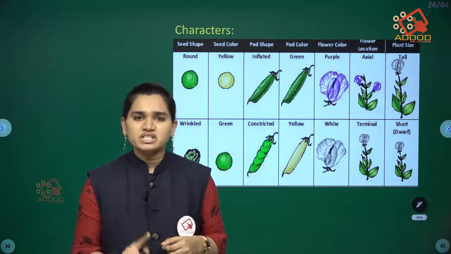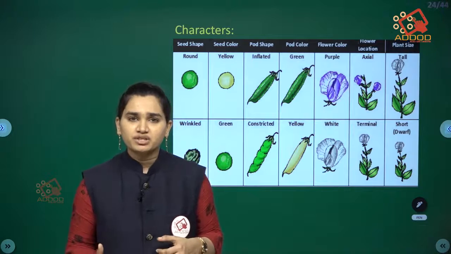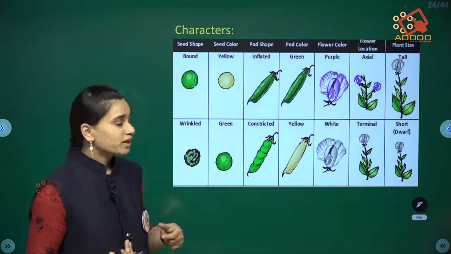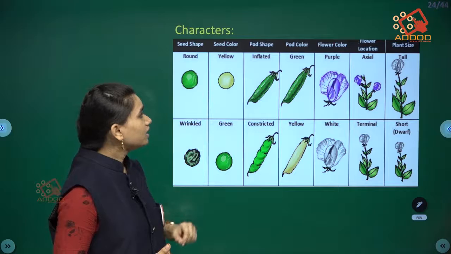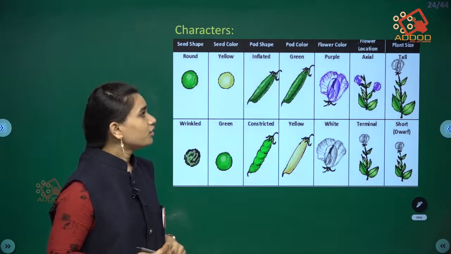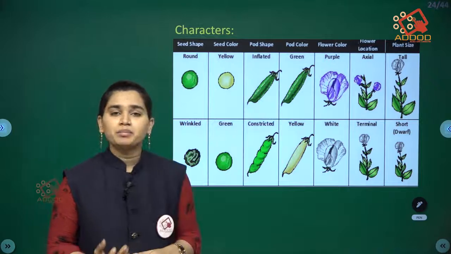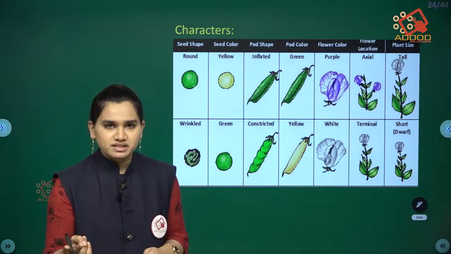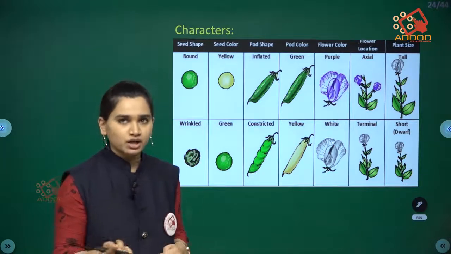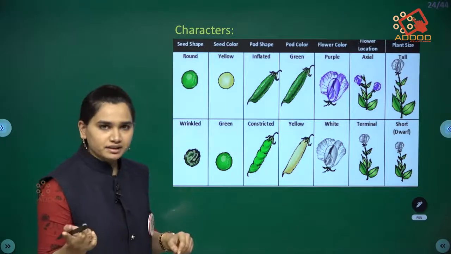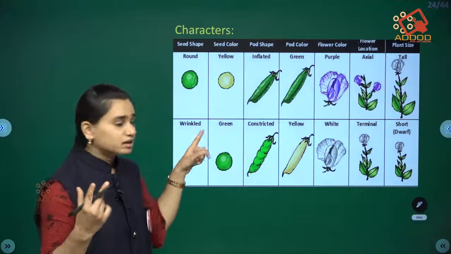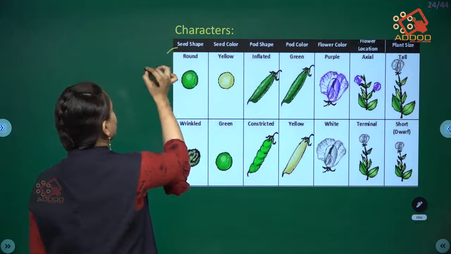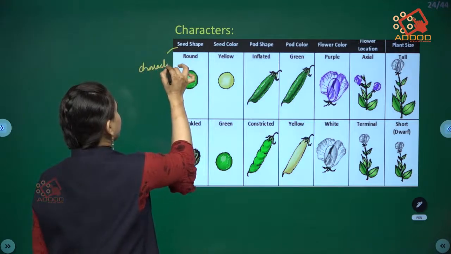Each year he studied one specific character and gave information on how it is passed from one generation to the next. These 7 characters were seed shape, seed color, pod shape, pod color, flower location and plant size. In each of these characters, 2 traits were present. We know that a trait is a variant of a character. So, seed shape is a character, and whether it is round or wrinkled, that is the trait for that character.